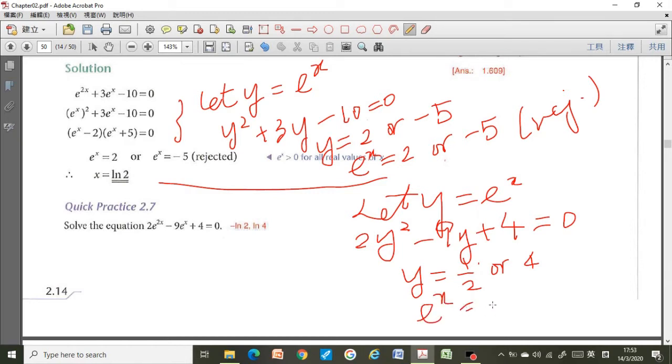It is equal to 1 over 2 or 4. By taking logarithm, x will be log e of 2 to the power negative 1, so it's negative log 2, or log 4. Because here you find that e to the power x both are positive numbers, so there's no rejection.